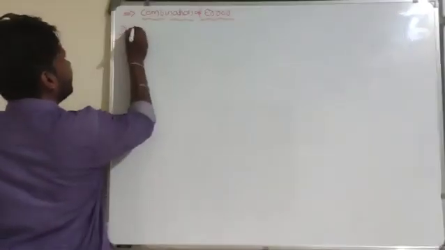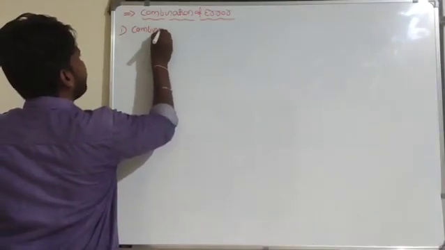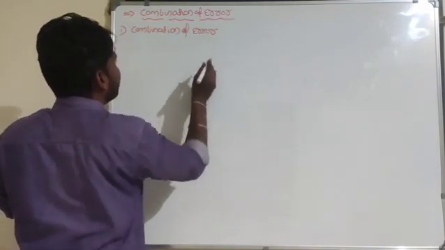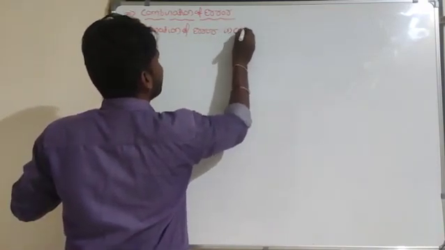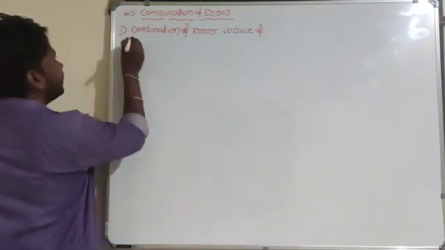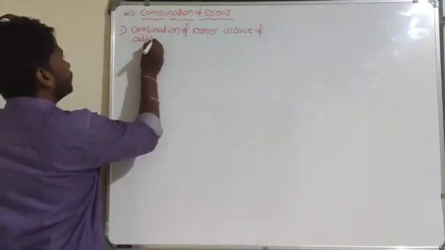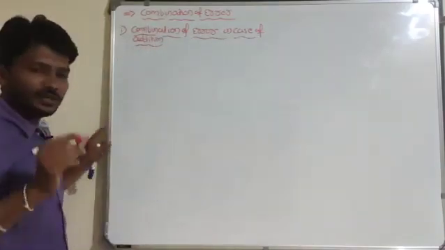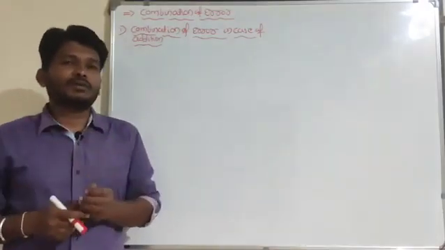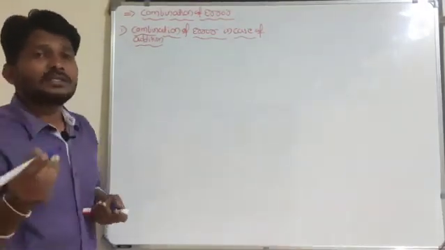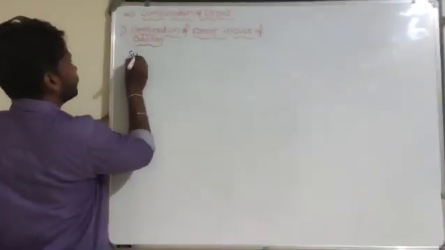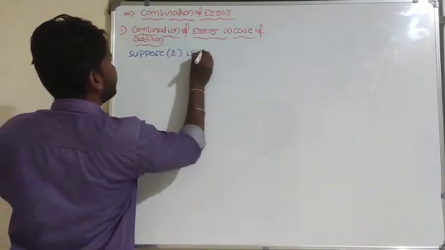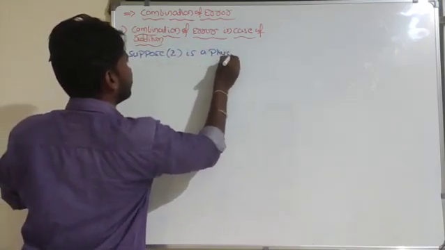First I will consider the combination of error in the case of addition. We will focus on the combination of error in the case of addition here. For example, I am having one physical quantity. Suppose Z is a physical quantity.